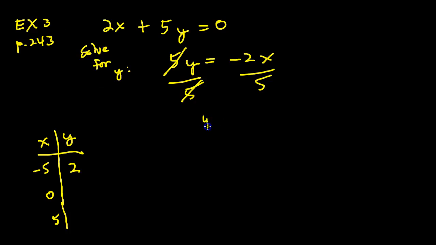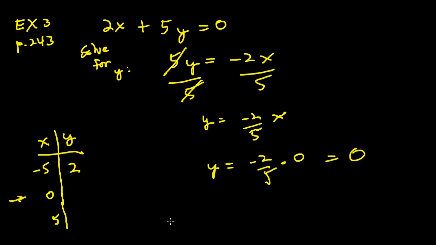All right. Again, y equals minus 2/5 x is our solve for y equation. If x is 0, well, 0 makes it easy, right? 0 times anything is 0. So if x is 0, y is 0. That's really the origin, isn't it? All right.